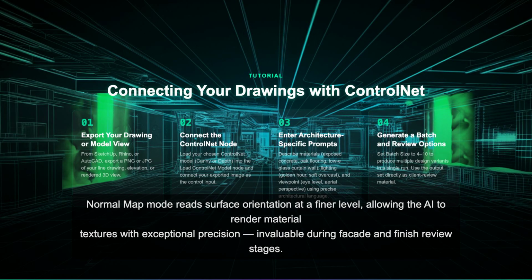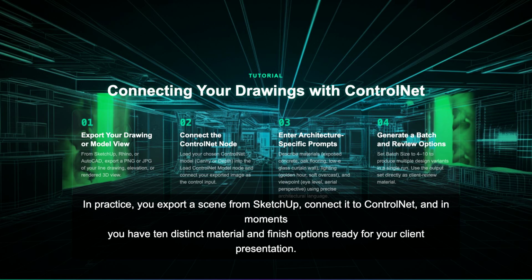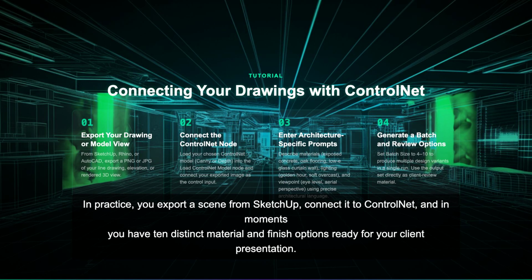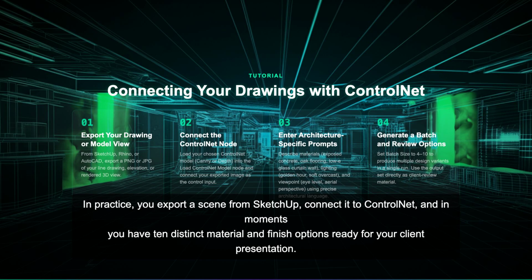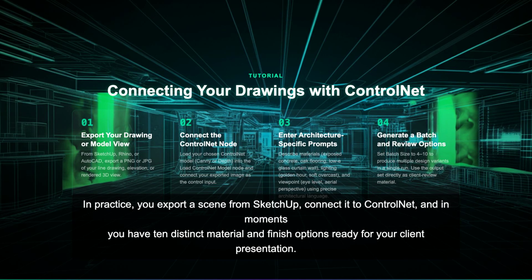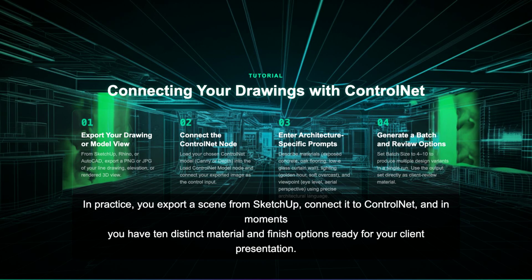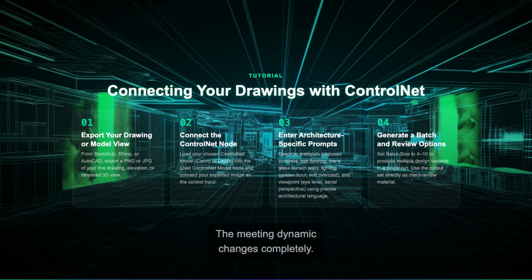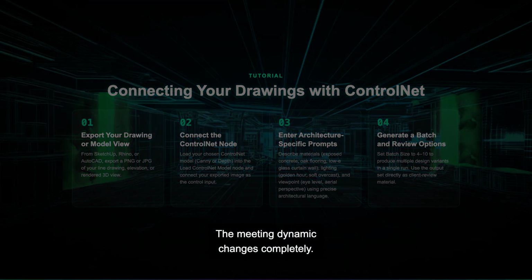In practice, you export a scene from SketchUp, connect it to ControlNet, and in moments you have 10 distinct material and finish options ready for your client presentation. The meeting dynamic changes completely.